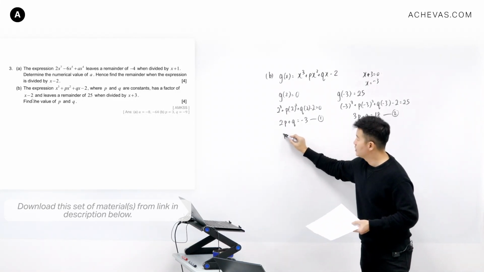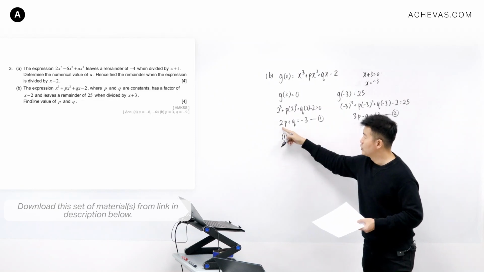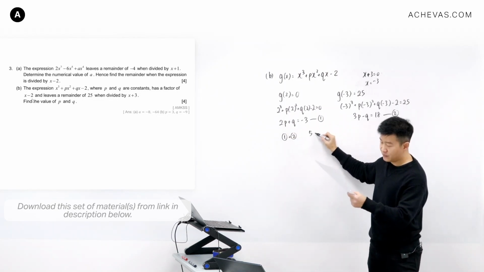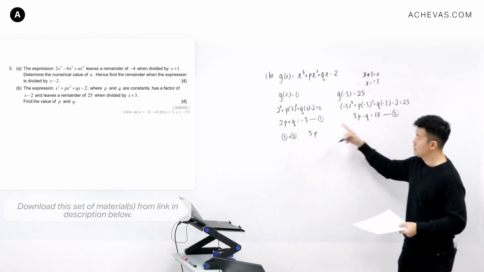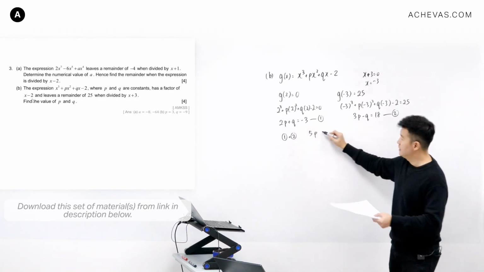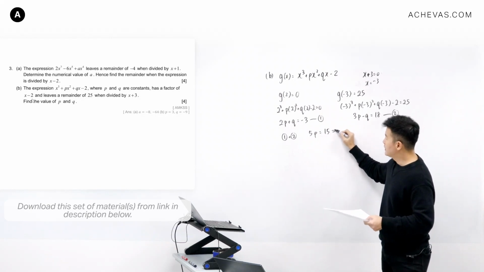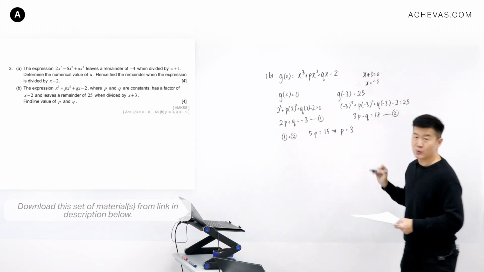I'm going to take equation number 1 plus equation number 2. So 2p plus 3p, we have a 5p. And q minus q is going to get me a 0. Minus 3 plus 18, this gives me a 15. This tells me that p here is equal to 3.